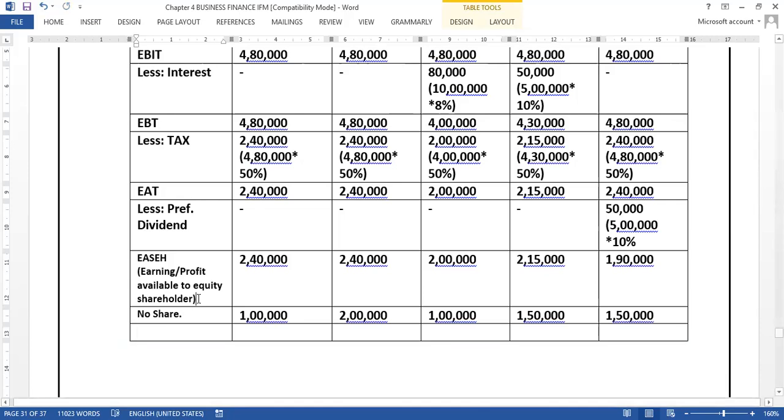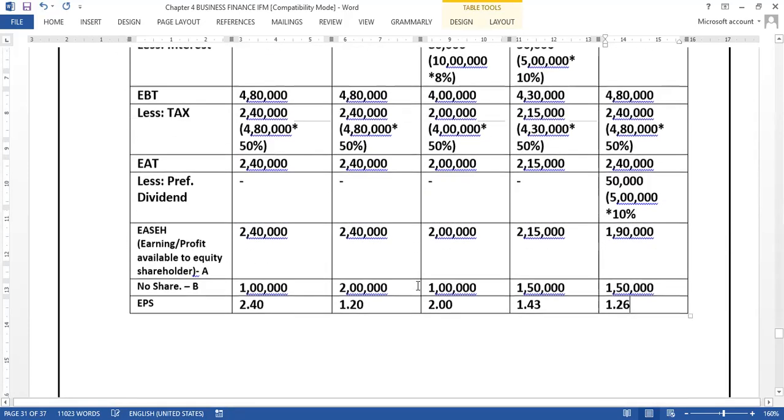Okay. Now let's consider this as A and this as B. Suppose we divide 2,40,000 by 1 lakh, you'll be getting 2.4. That is nothing but EPS. EPS will be around 2.40. Again here 1.20. Again we'll be getting around 2.00, 1.43. Again we'll be getting 1.26.